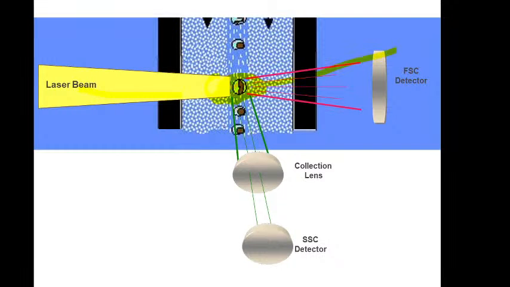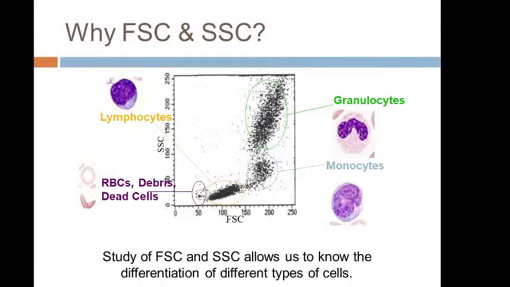After that, we will have to detect it in the detector with the help of these lenses. So this is FSC and SSC. This is forward scattering, this is side scattering, and this is your homework for tomorrow. You have to tell me the basic principle of flow cytometry. You have to tell me about forward scattering as well as side scattering.